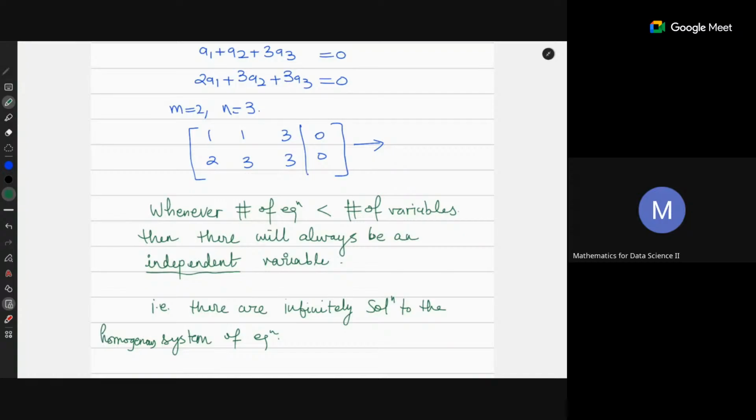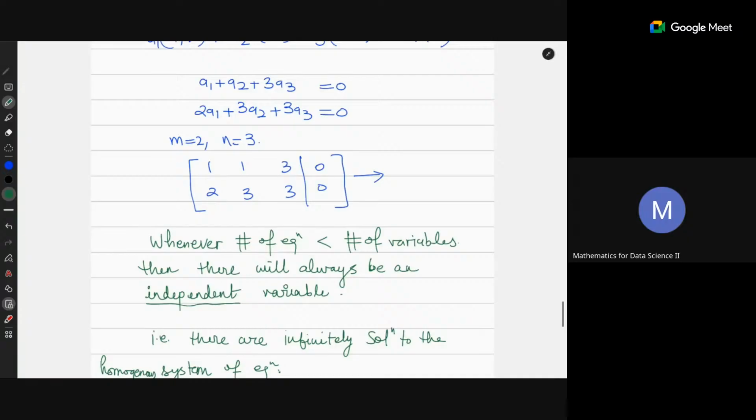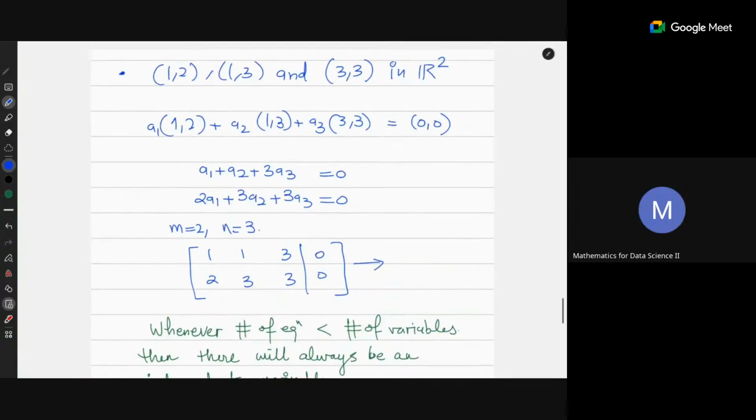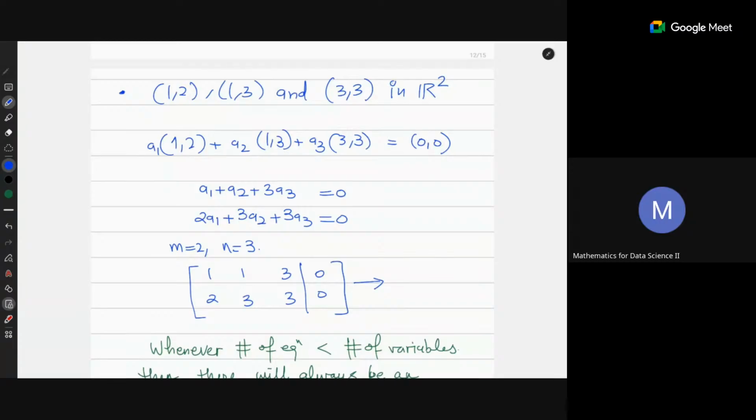Right. Homogeneous system. Okay, so in this case, whenever you have more vectors but a lesser number of dimensions of Rm. In other words, your n is larger than m. What is m? m is the dimension of your vector space, that is Rm, and n is the number of vectors in it. So in that case, those vectors will always be dependent.